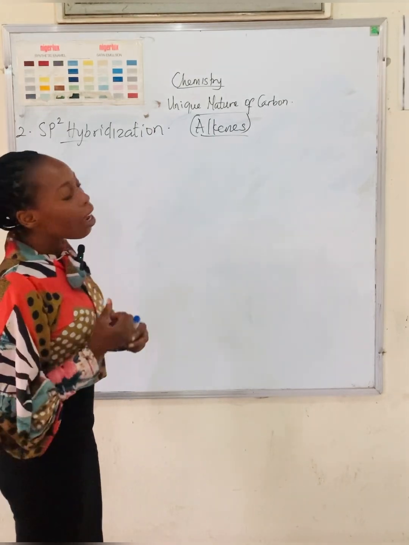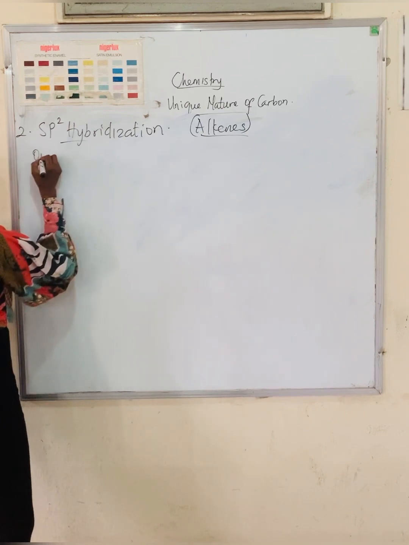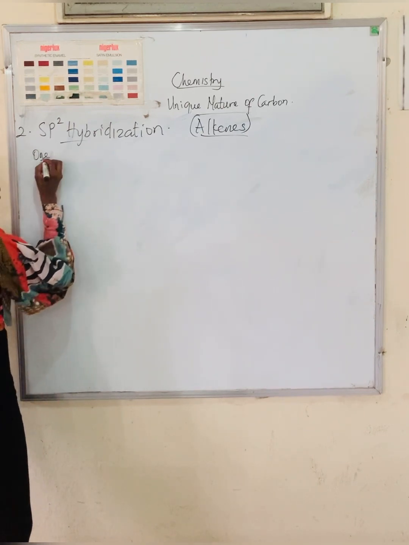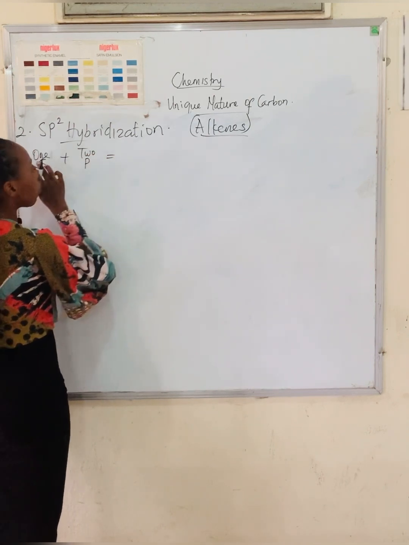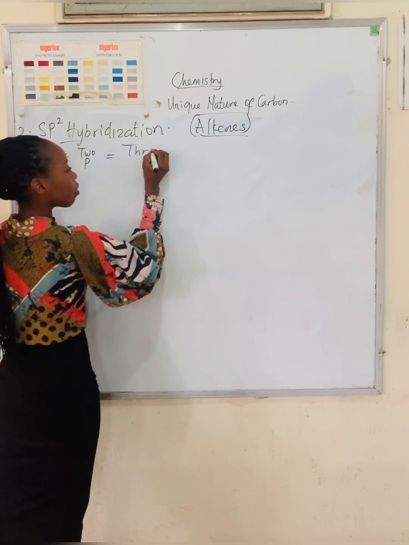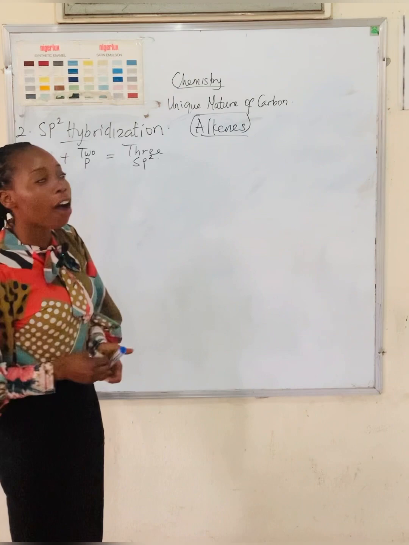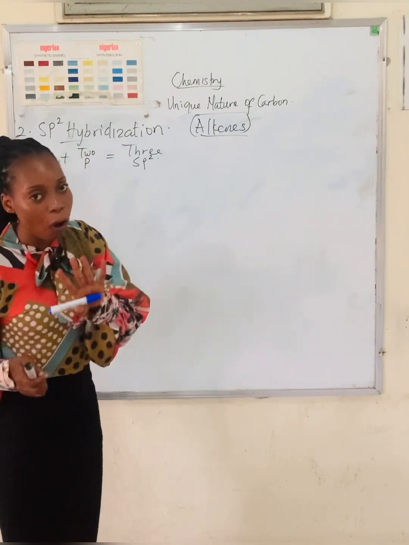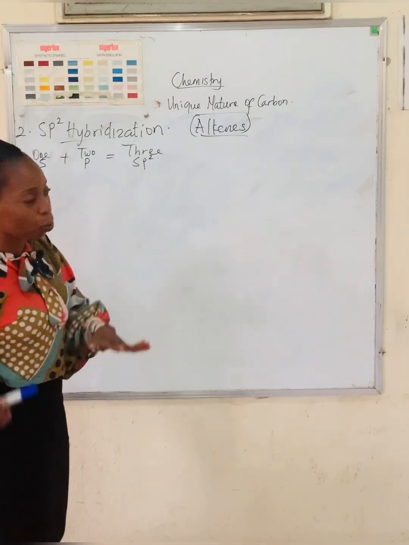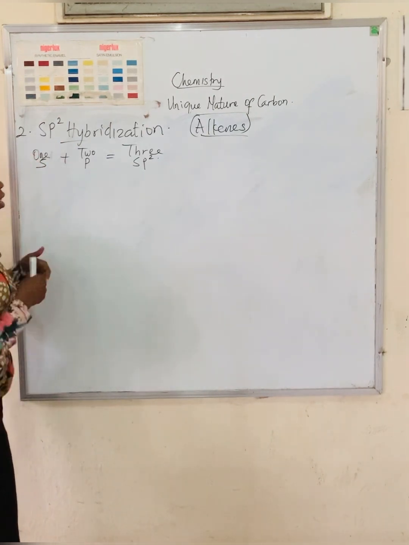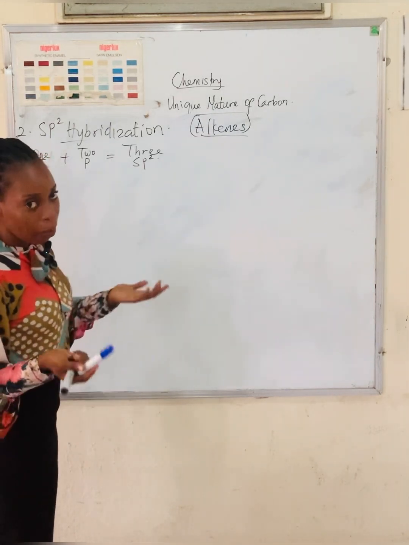So basically, SP2 hybridization means that we are adding one S and two P to give us three SP2. When I explained SP3, I said we have one S and three P to give us four SP3. In SP2, it will be one S and two P to give us three SP2. And so another thing to note is that it's common in alkenes. Then I would use carbon again as an example.